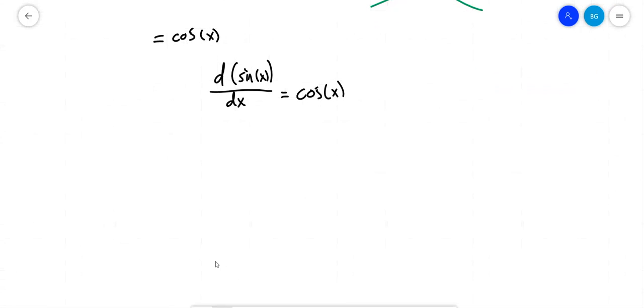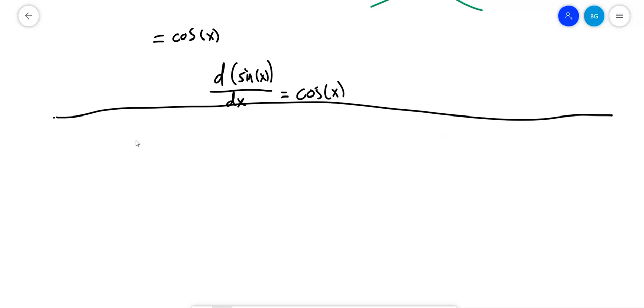Now let's do a similar thing with cosine. It's going to work out very similarly. So if I want to take the derivative of cosine with respect to x, of course, well, same way, I want to start with the definition of derivative.